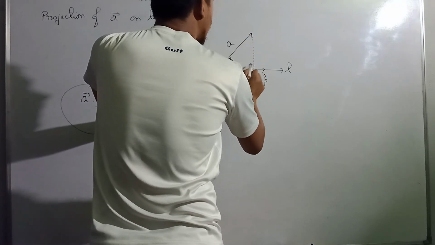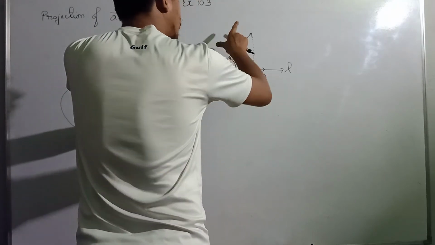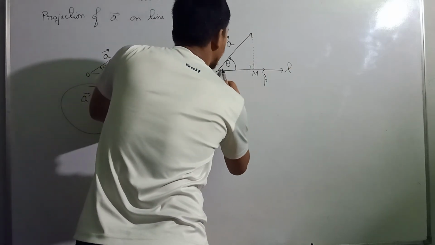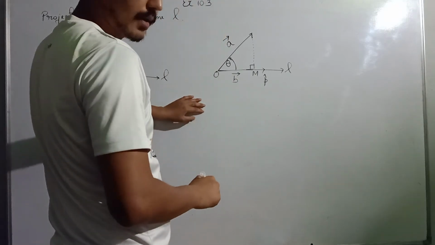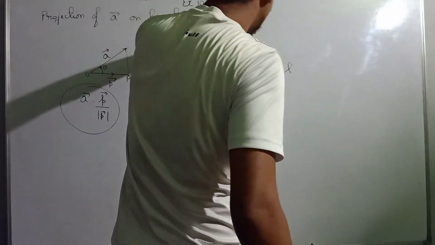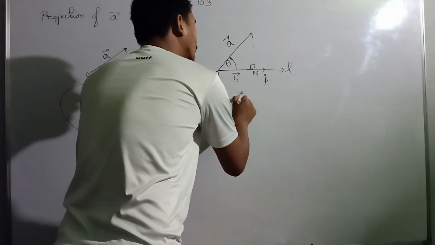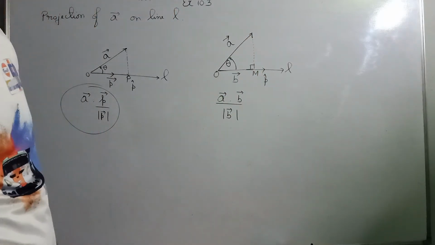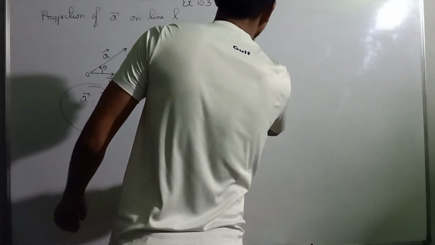So you drop one perpendicular. Suppose this perpendicular is your OM. So the projection of this vector A on line L will be denoted by vector OM. Let vector OM be your vector B. So the projection of this vector A on the directed line L will be given by the scalar product of vector A and B divided by the magnitude of B. Are you getting that? Is it alright? Yes. So these are some of the concepts that you need to know in order to solve this particular exercise.